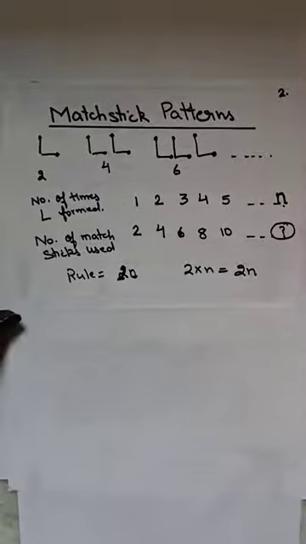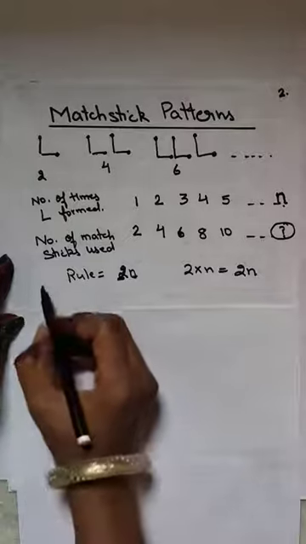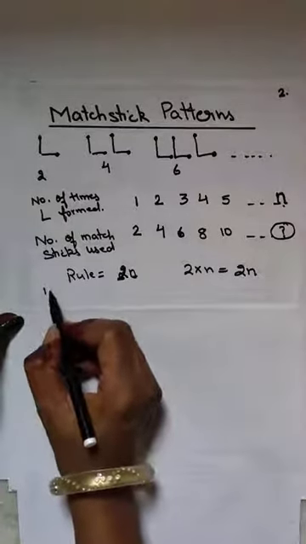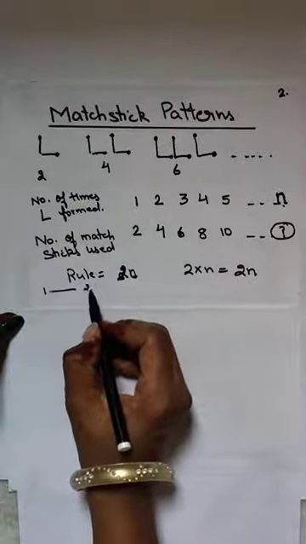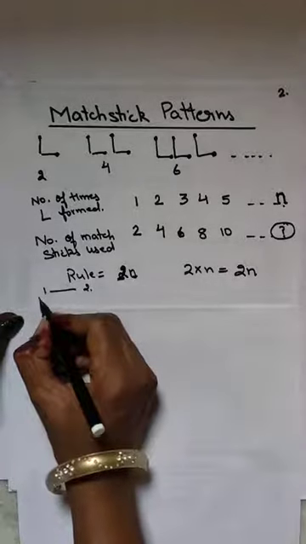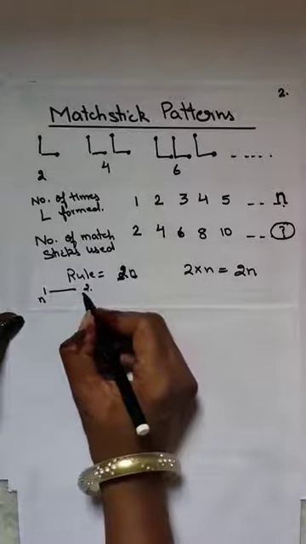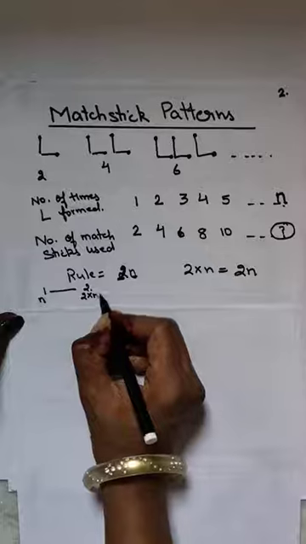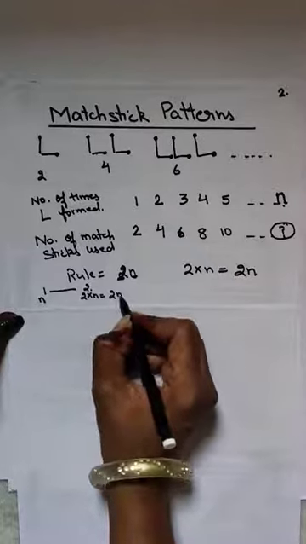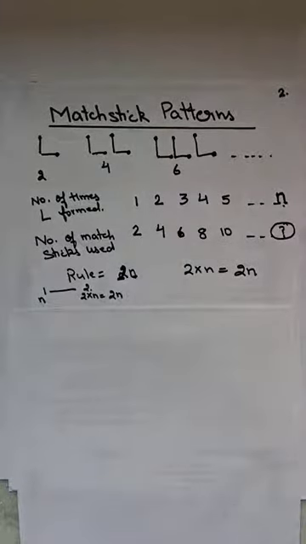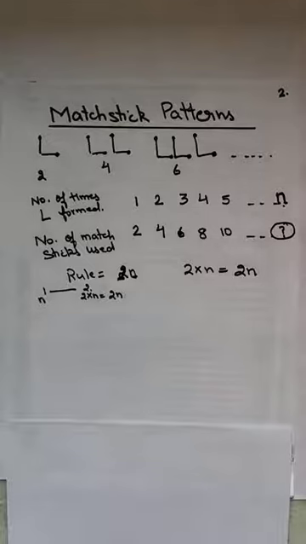You can use the unitary method here also. You can see it like this also. For 1 time L, we are using 2 matchsticks. So for n we will do 2 multiplied by n, that is 2n. This you have done now. If the value for 1 is given to us and we have to find the value for n, then we will multiply. In this way, we can make the rule for any English letter.